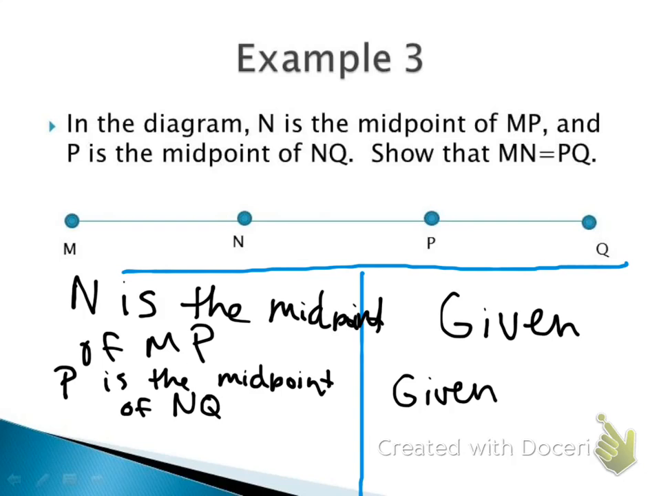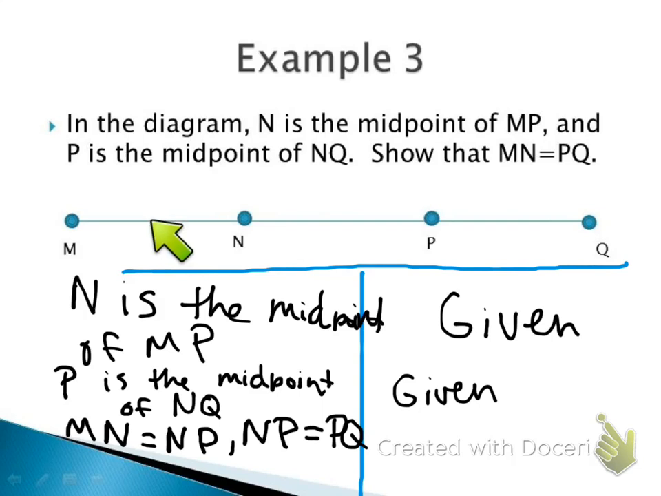All right, the next thing I want to say is that MN equals NP and that NP equals PQ. How do I know that? How do I know that all those things are congruent or equal to each other? How do I know that these two are equal? How do I know that these two are equal? Look at what we were given. Sometimes it's a property, sometimes it's a definition.